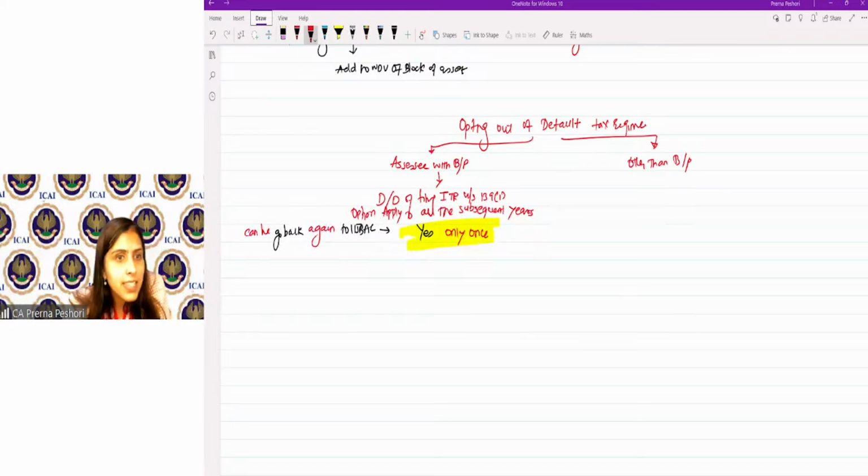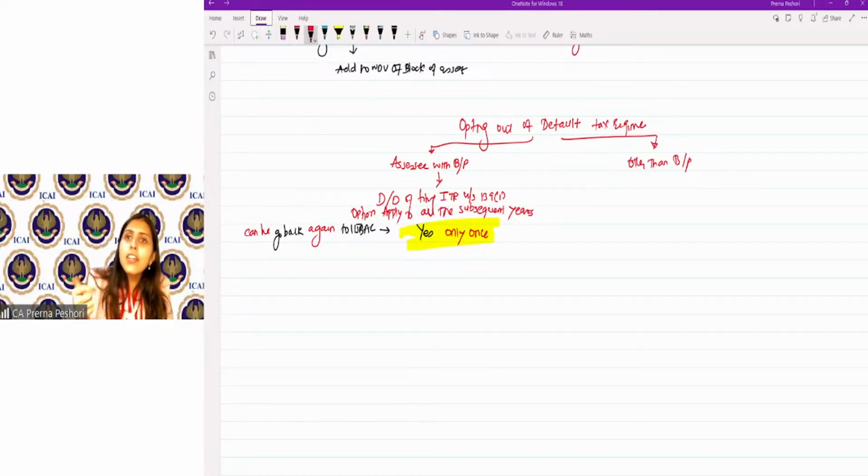So now what it says is that 115 BAC will not apply where the person exercises the option to opt out. And if he has a business income, he has to exercise the option on or before the due date under 139(1), which is the return filing due date. And such option shall apply to all the subsequent assessment years. And this option of getting out can be withdrawn only once. So means you can get back only once. And thereafter, the person will never be able to exercise to again go out of this scheme.